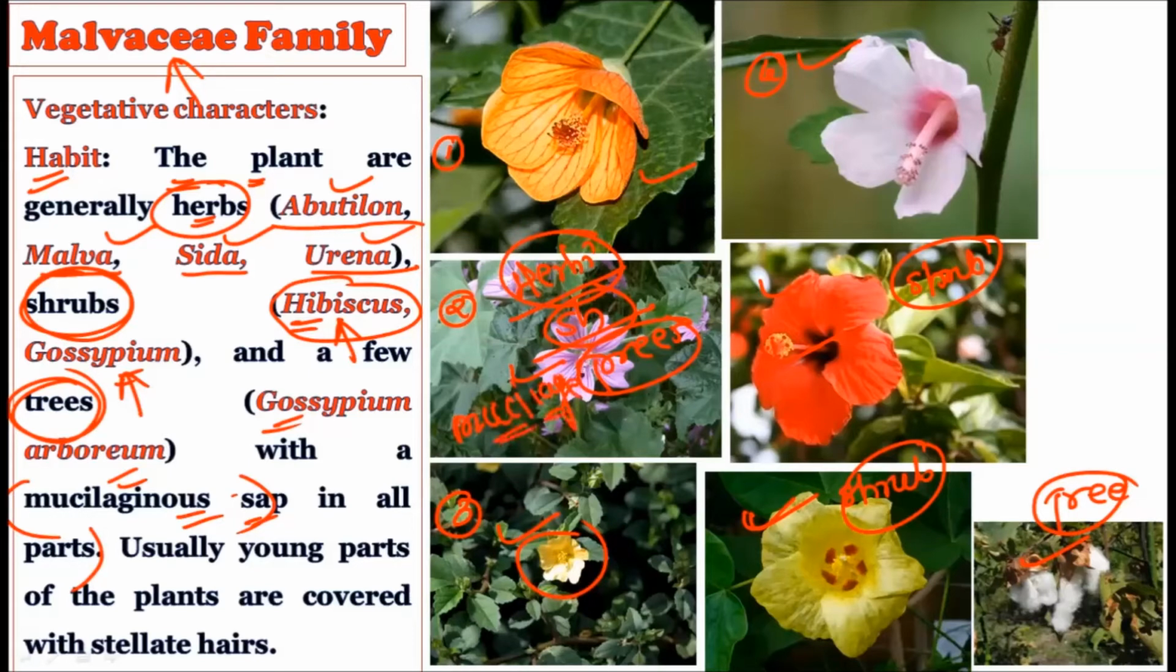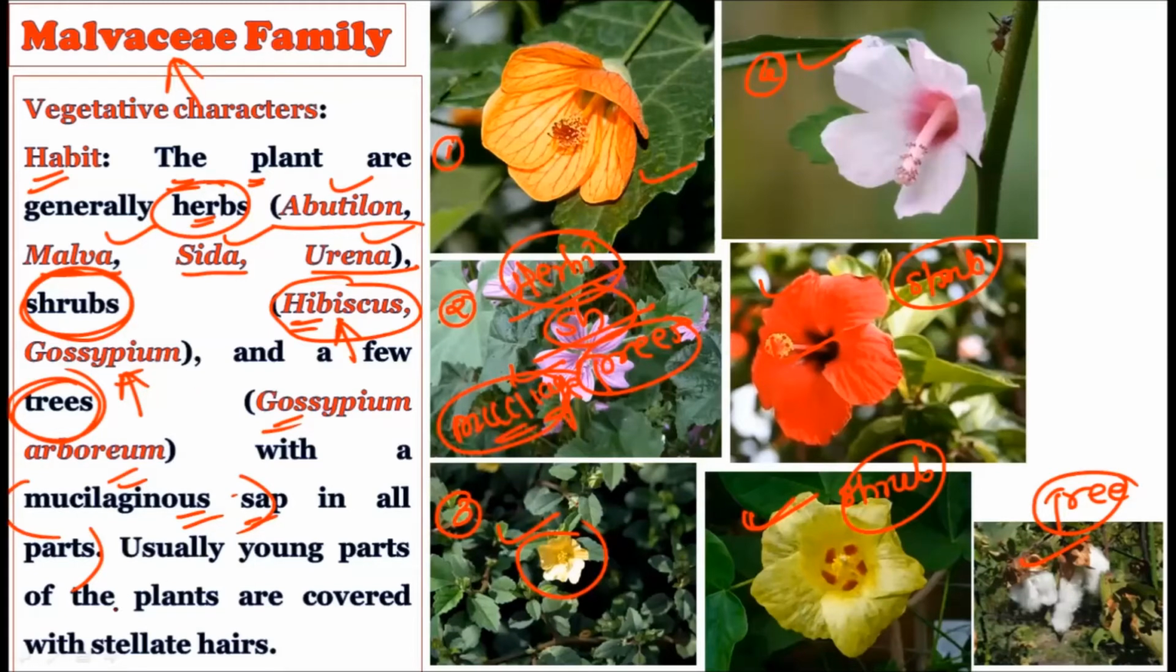Actually, the presence of mucilage is considered a primitive character, and the members of this plant family show the presence of this mucilaginous sap in all of their parts. So this makes this family very different from the rest of the families. You should concentrate on this point: every plant has mucilaginous sap in every part.